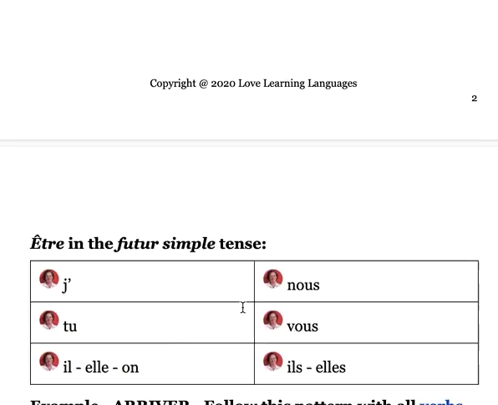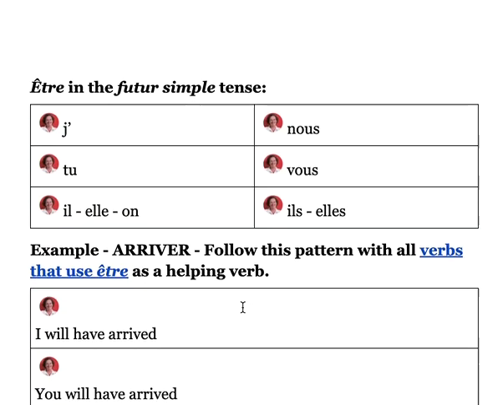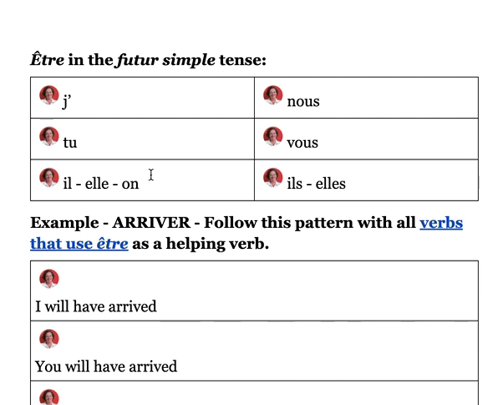So what we're going to do is begin by conjugating être in the futur simple tense. So it's going to be je serai, tu seras, with an S. Il, elle, on sera, nous serons, vous serez, and ils, elles seront. Right? So that's my helping verb in the futur simple.